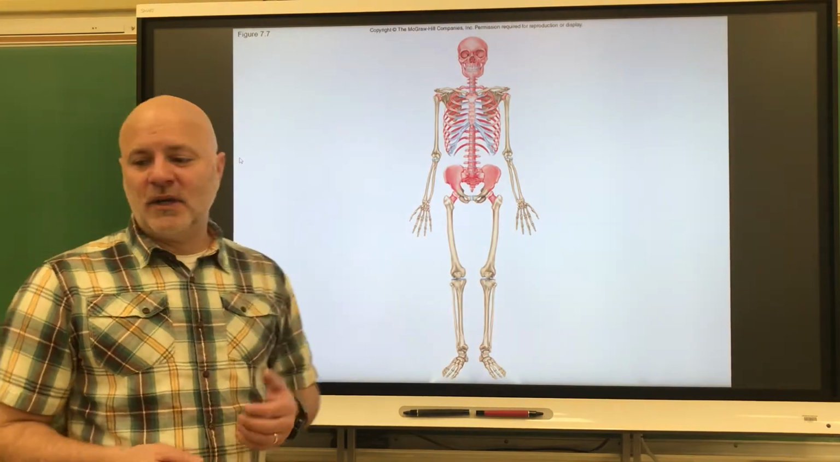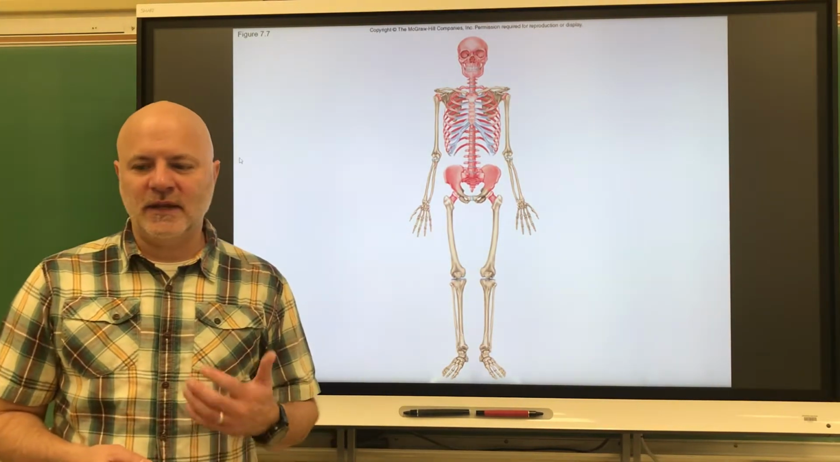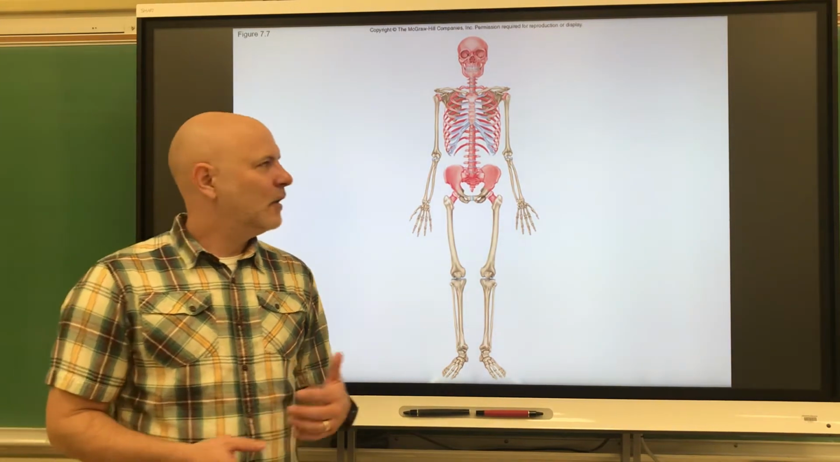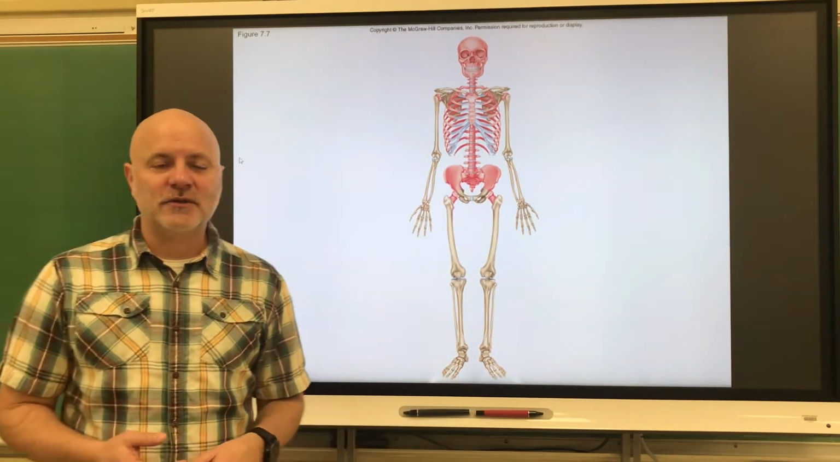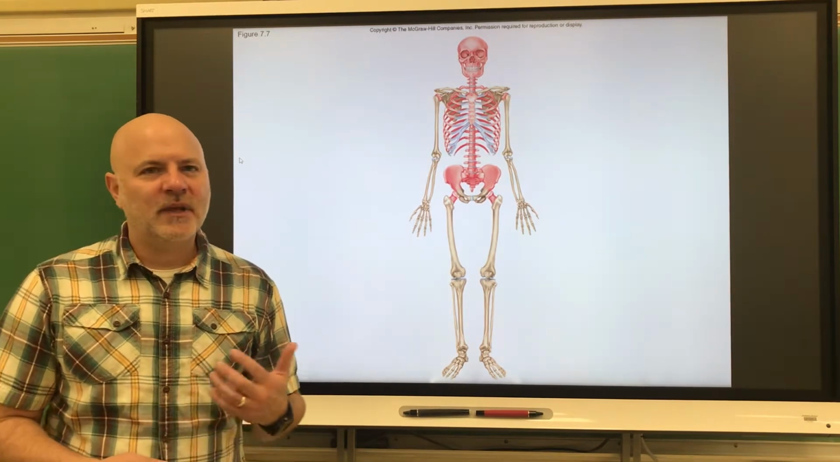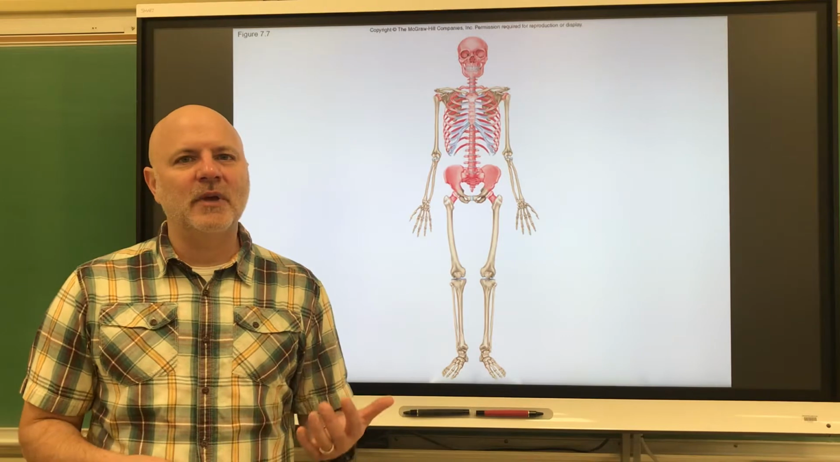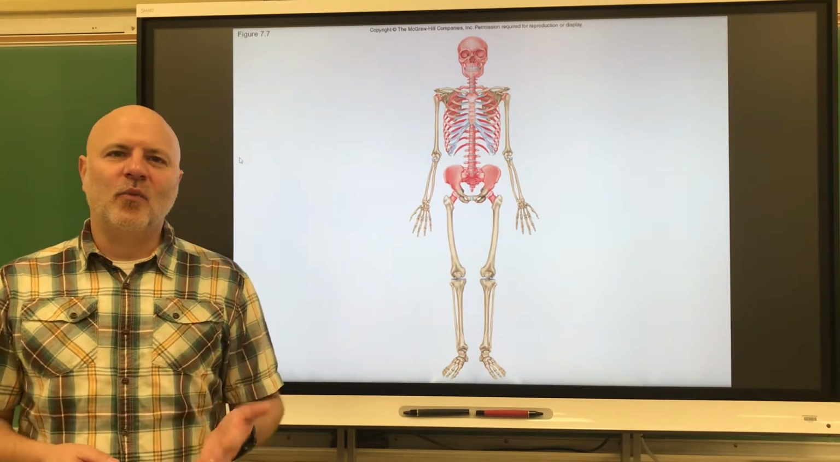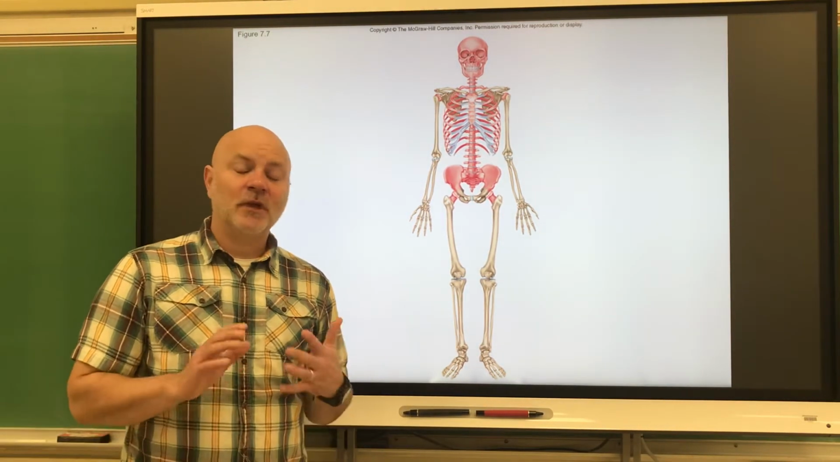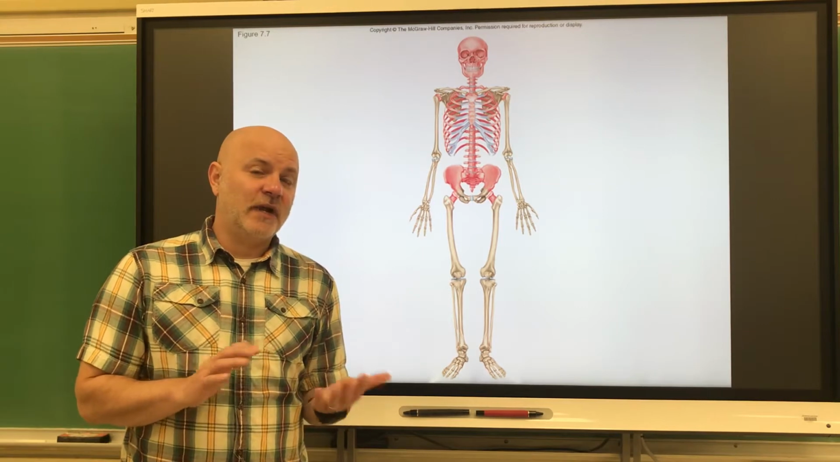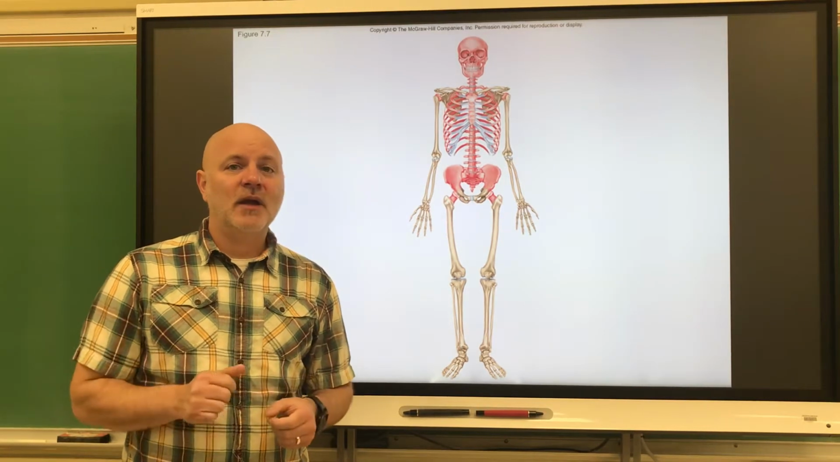Next is protection. So the third thing is protection. It protects our internal tissues and organs. Also, it's used for mineral and lipid storage. So our bone is primarily made of calcium phosphate. Now calcium is the most abundant mineral in the human body. We have anywhere from 1 to 2 kilograms of calcium. Another way to think about it is that's like 2.5 to 4.5 pounds of calcium in our body.